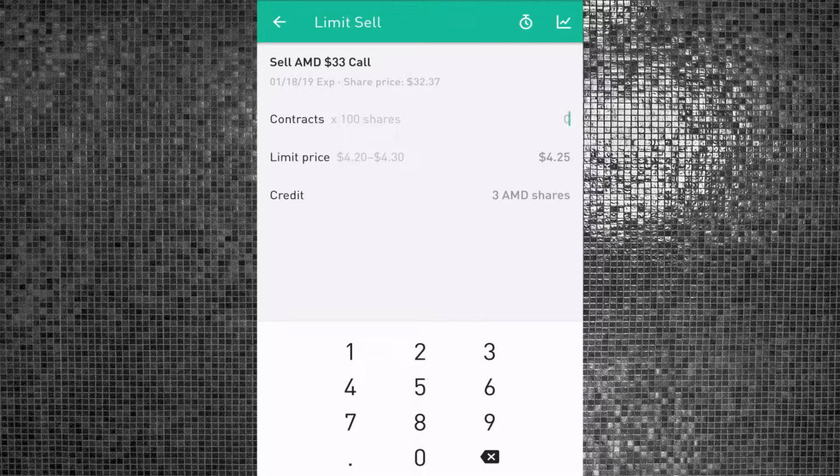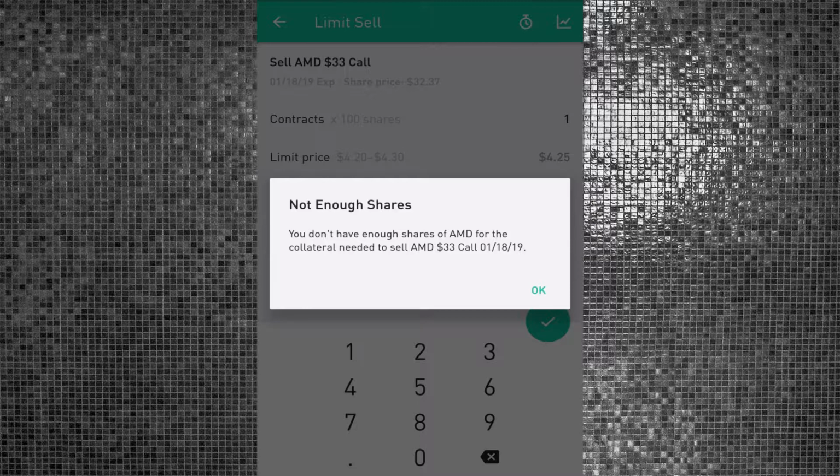You'll see now we can go into selling off a contract here. If I click on one, again, that's 100 shares for $4.25 per share. You can see a credit to the account of $425. The big thing about this is, though, you have to have the stocks in your portfolio to sell off a contract like this. If I try to execute this, you can see it says I do not have enough shares of AMD in the portfolio.